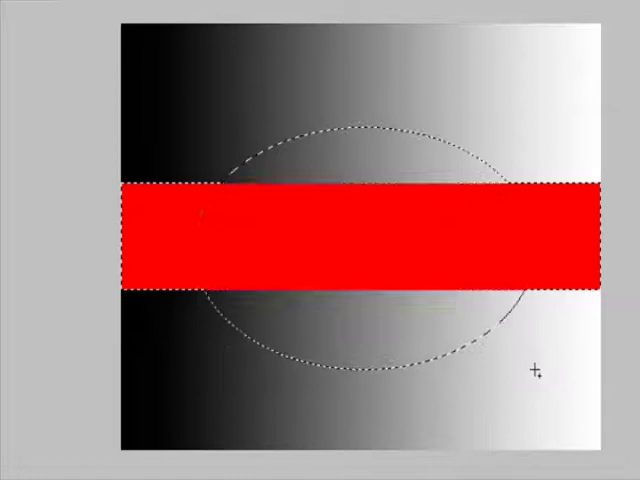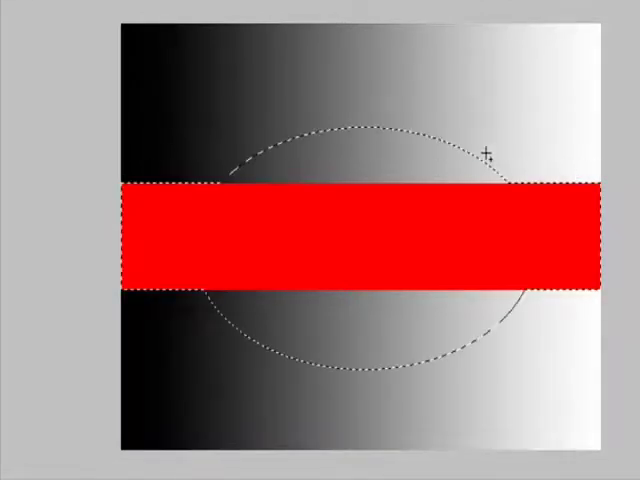With the single row or single column marquee tool, click near the area you want to select, and then drag the marquee to the exact location. If no marquee is visible, increase the magnification of your image view.